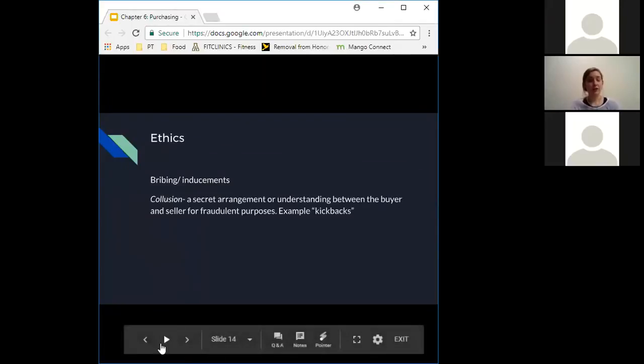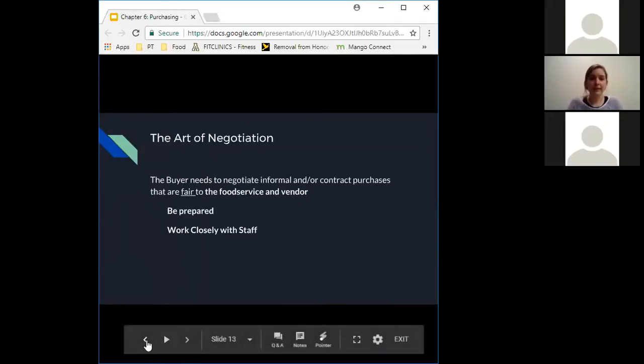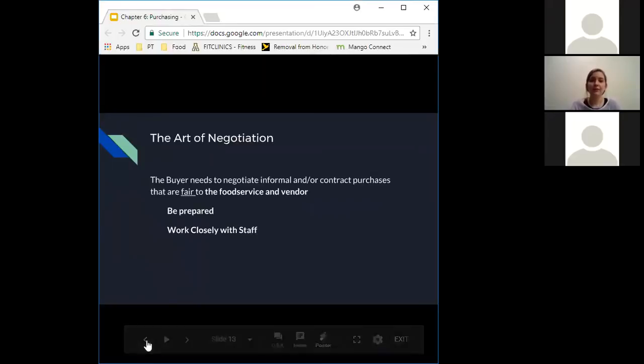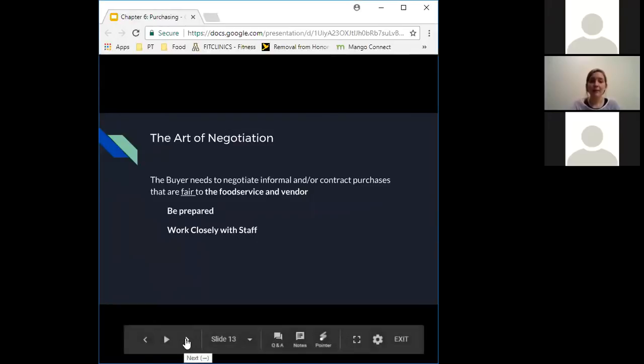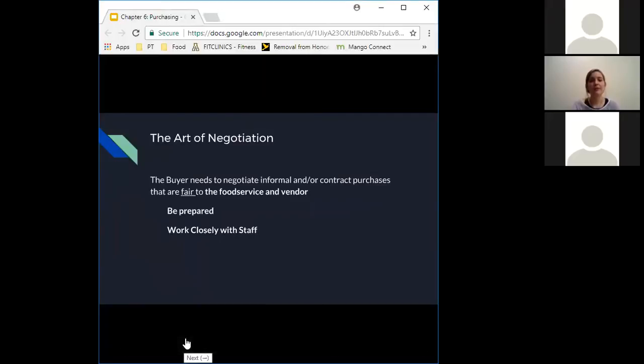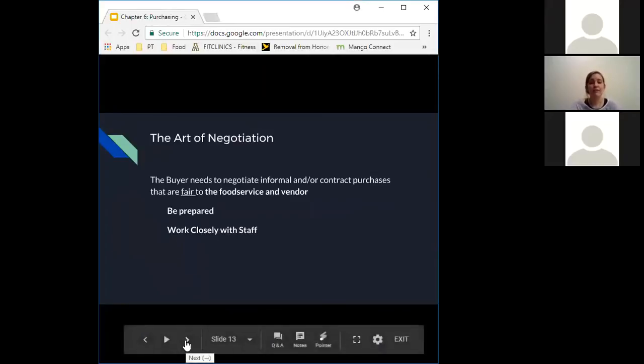Negotiation is a critical part of being a buyer. The buyer needs to negotiate informal and/or contract purchases that are fair to the food service and vendor. First, the buyer needs to be well prepared with information about products needed in the food service operation in which they will be used. Secondly, the buyer needs to work closely with production and service staff to ensure they understand the operational needs and limitations of the food service organization.